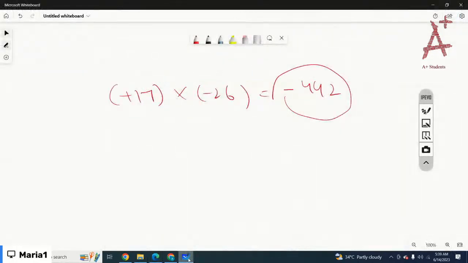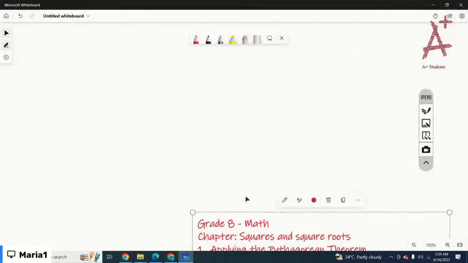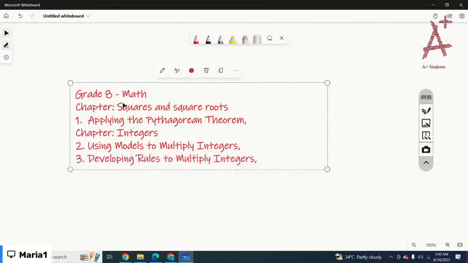So we have started with the chapter squares and square roots. The lesson we did is applying the Pythagorean theorem. Then we started the chapter on integers, and the lessons we did are using models to multiply integers and developing rules to multiply integers. If you have any question, you can please ask.